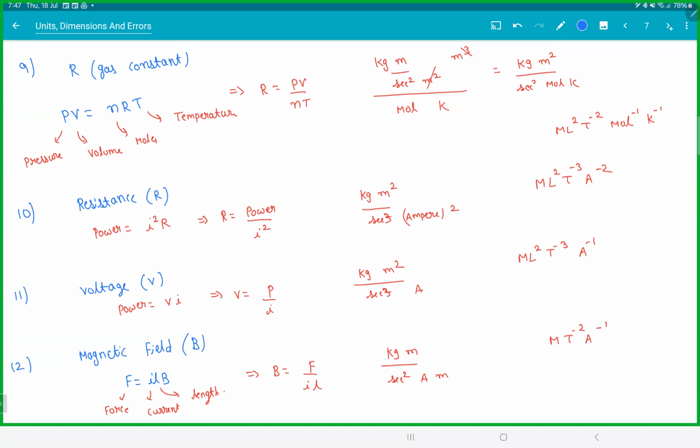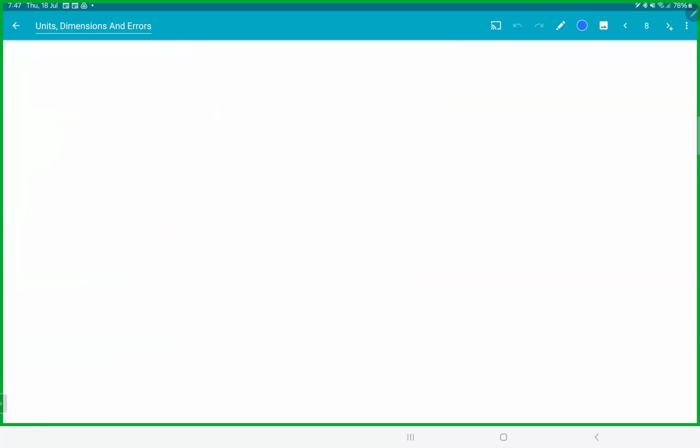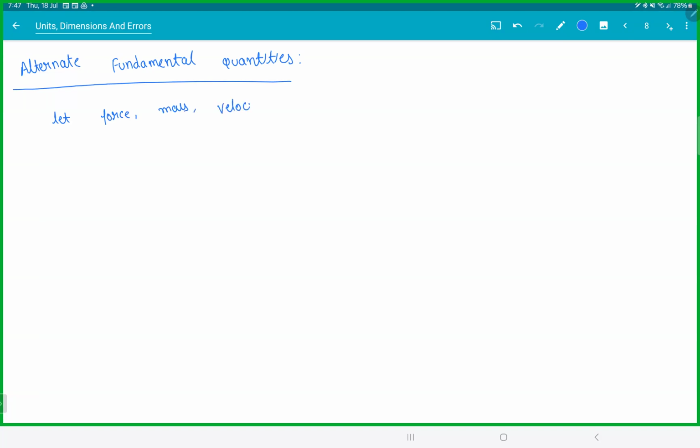Next thing, alternate fundamental quantities. What if every time you don't want to take mass, length, time, but someone decides to take some other quantities? There is no guarantee that we should take mass, length, time. We have just taken them because they're fundamental blocks, but let's say someone decides to take something more complex. Let me show you with an example. Let force, mass, and velocity be the fundamental quantities.